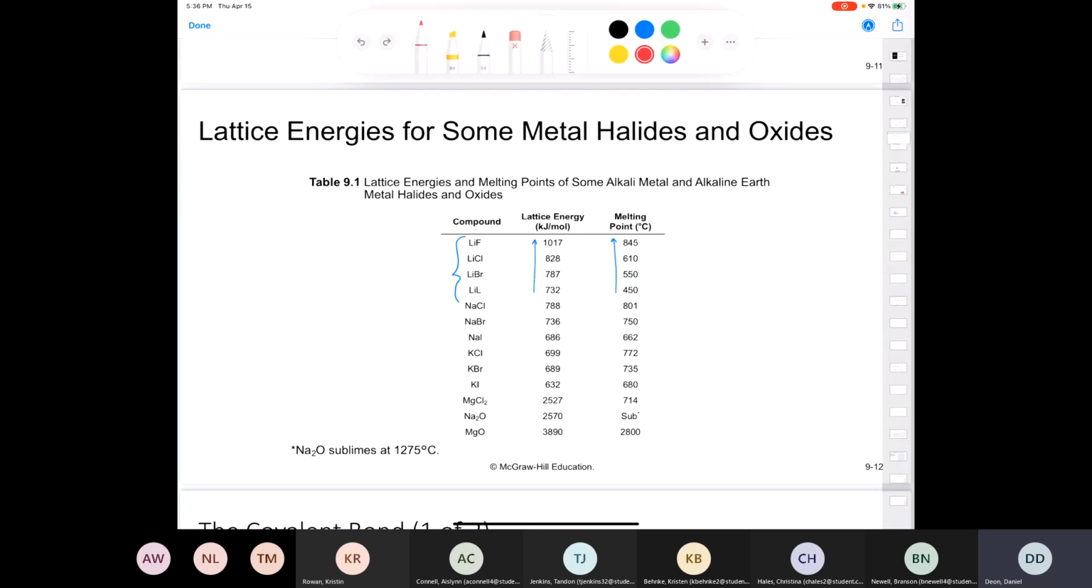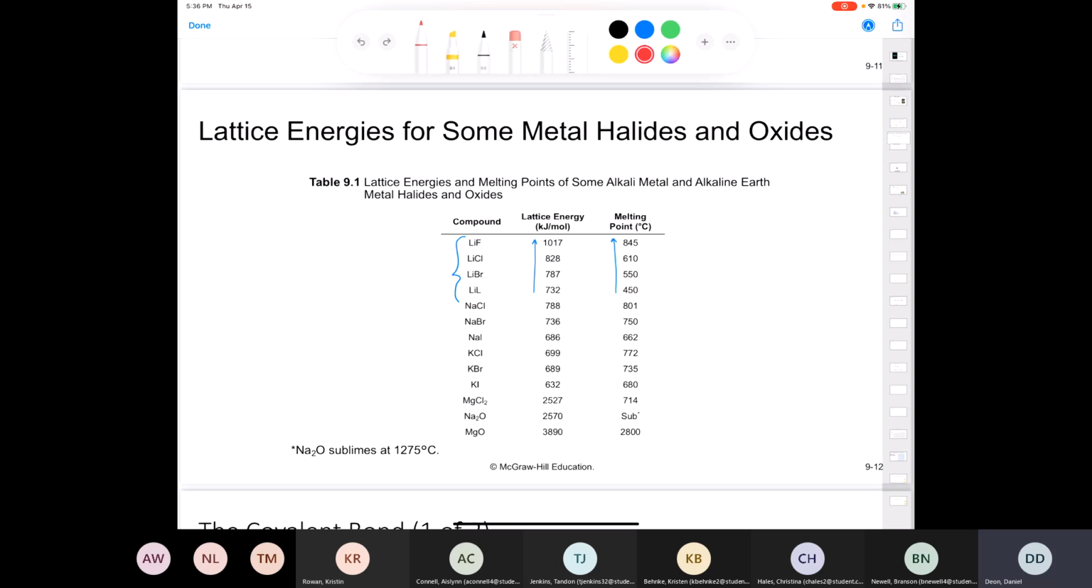So again, ionic bonds, metals and nonmetals most of the time. The metals want to lose electrons to become isoelectronic with a noble gas. Nonmetals want to gain electrons to become isoelectronic with a noble gas. And then we form an ionic compound, which is the result of an electrostatic interaction between the anion and the cation.